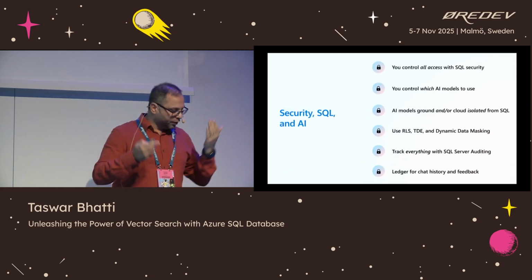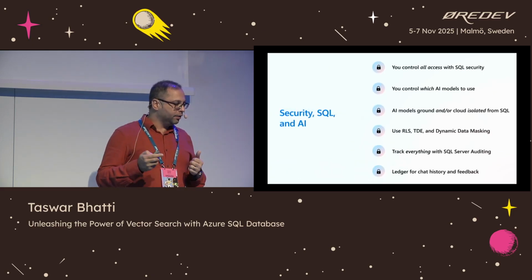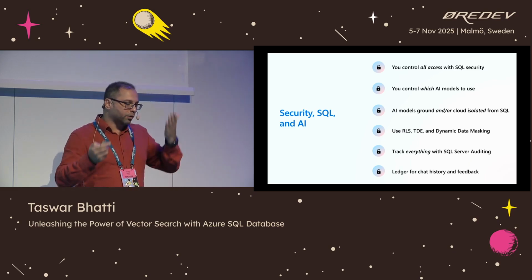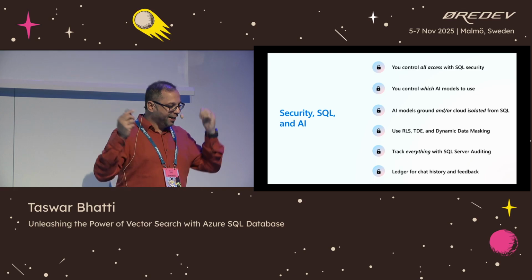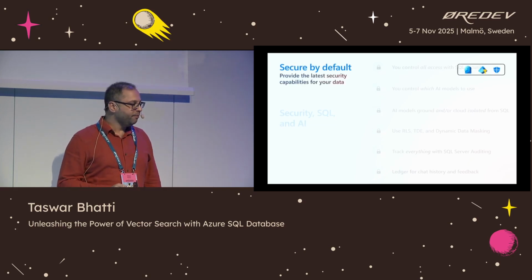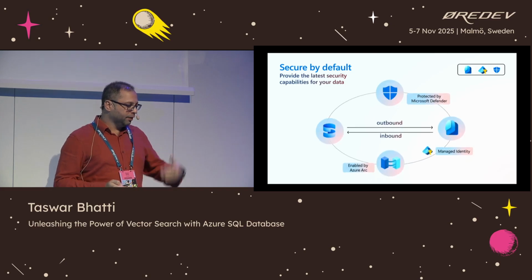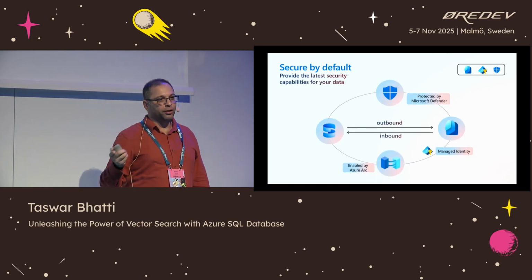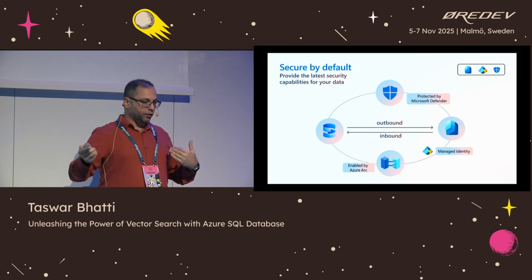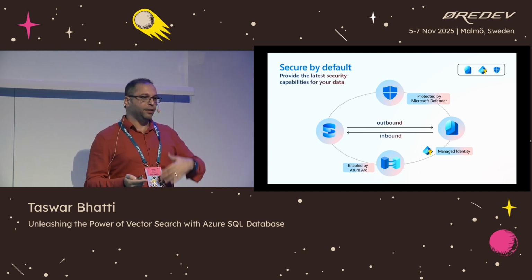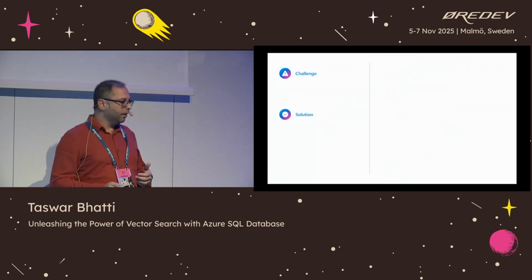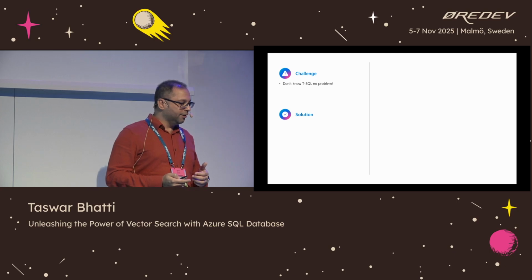So again, for security and SQL Server and AI, there's control access with SQL security, AI models that you want to use, tracking with SQL auditing, and Ledger if you want to use Ledger. Secure by default. So there is managed identity that you could currently use for SQL Server. So it's all built in. You could actually connect to Azure and have managed identity. You don't have to create identity inside of your SQL Server.